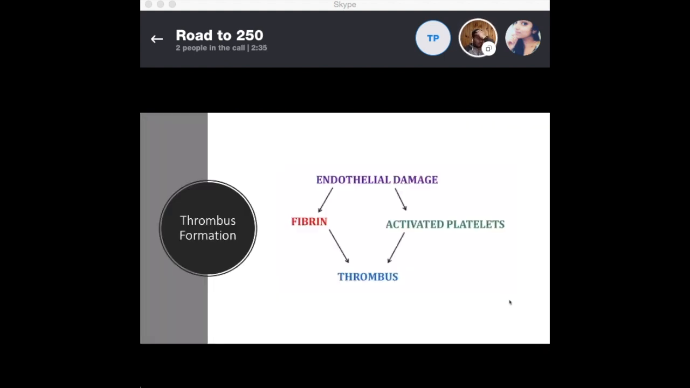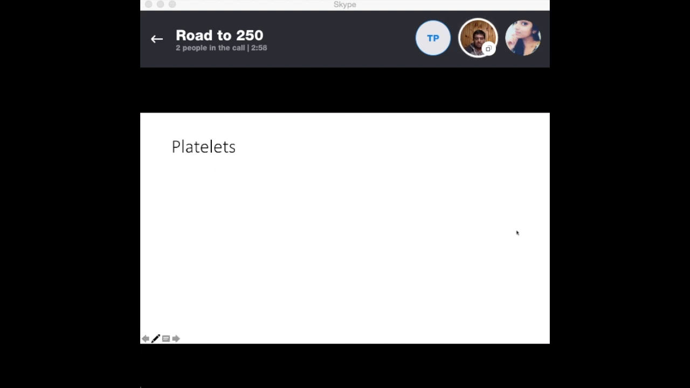So when you think of thrombus formation, when you have endothelial damage, there's 2 routes it's going to take. Either it's going to go the coagulation cascade and make fibrin to make a thrombus, or it activates platelets to make a thrombus. Today we're only going to talk about this.